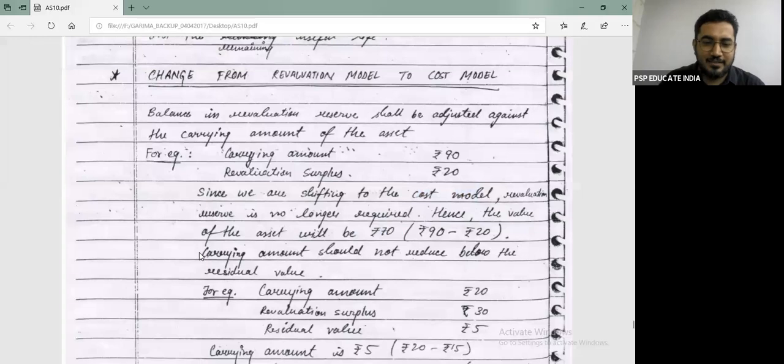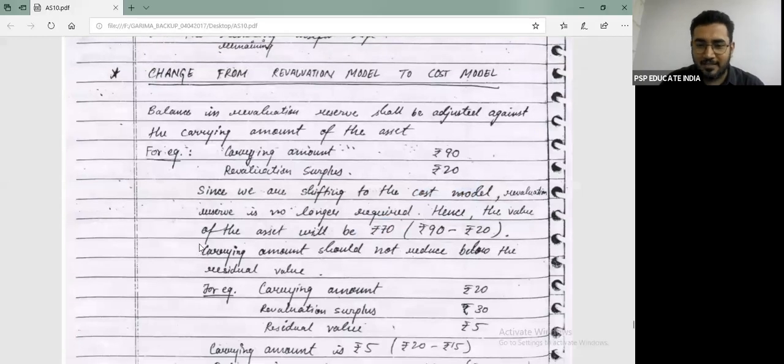Okay. Next point, very important, pay attention. Carrying amount should not reduce below the residual value. Very important, underline this. Carrying amount should not reduce below the residual value. Your carrying amount should not go lower than the residual value. Carrying amount should stay equal to it or be more than it. Let's take that with the help of an example.